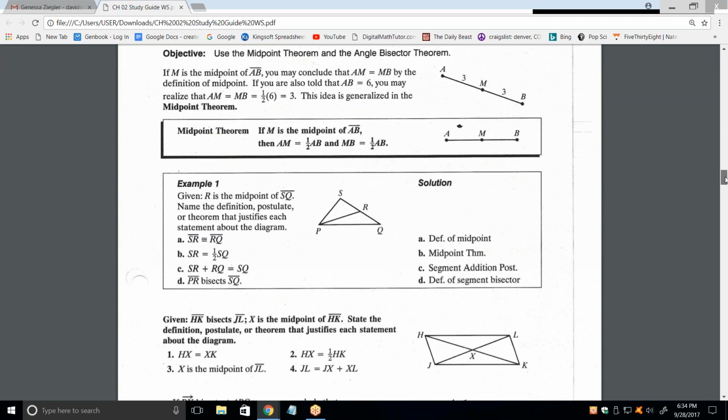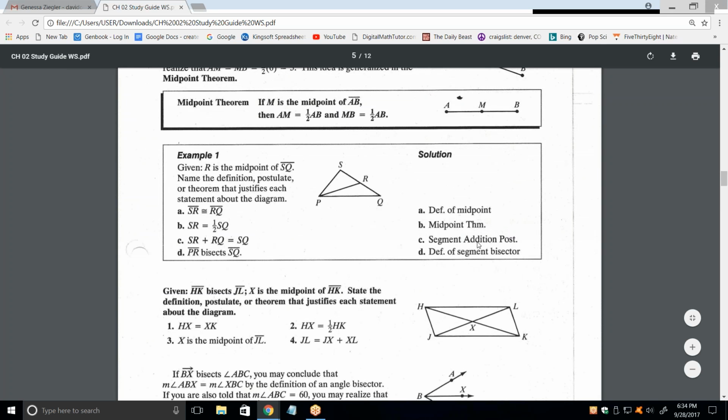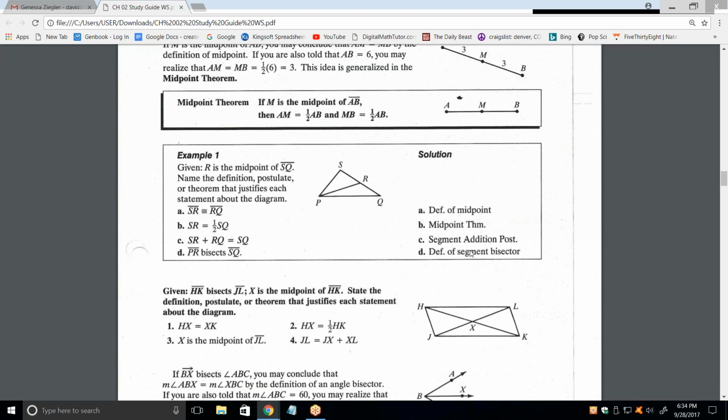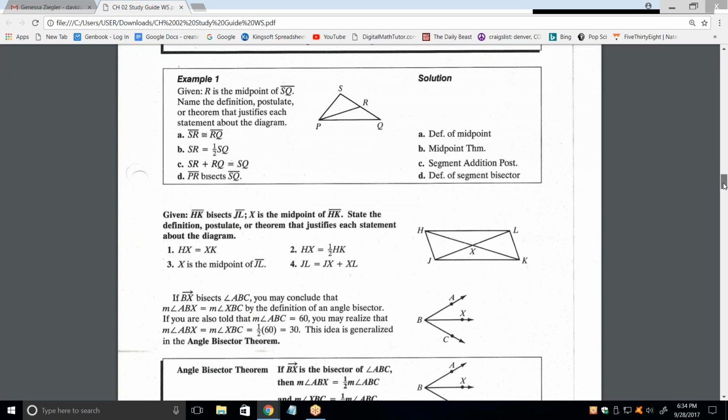Oh, proving theorems. Okay. So we're going to need the midpoint theorem on all of these. Yeah, it is called the segment addition postulate. Okay, that's what I was trying to figure out before. I thought it was a property, but it's a postulate.